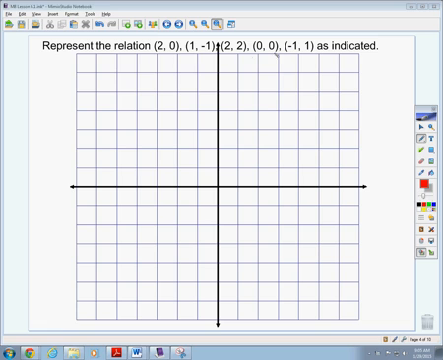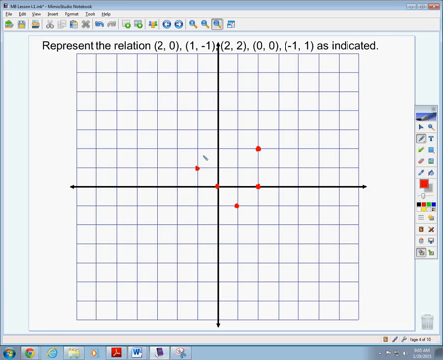This relation has already been given to us as ordered pairs. When it says represent the relation as indicated, this graph is the indication here, you're basically going to plot those points on the graph. So (2, 0) would be right here, (1, -1), (2, 2), (0, 0), and (-1, 1). There you go. That's representing the relation.